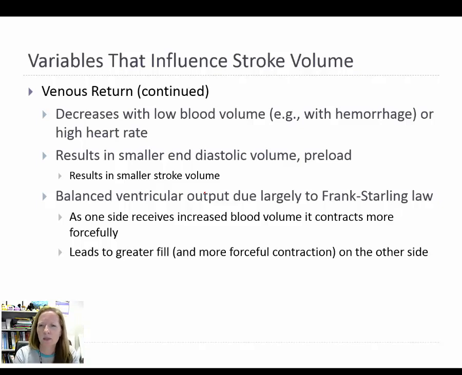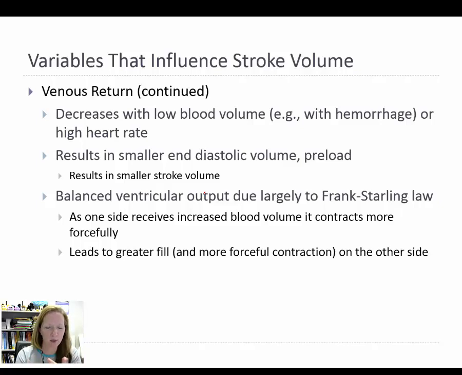So obviously there is going to be that correlation to low blood volume, like with hemorrhaging, or a high heart rate. If your heart is beating so fast, it's not going to have enough time to fill up. And that's the problem with a higher heart rate, is you don't have a very high stroke volume. High heart rates can decrease stroke volume. And that results in a smaller end diastolic volume, smaller preload, smaller stroke volume. So that's going to be consequential to your cardiac output. So that's why we have to have that whole balanced ventricular output.